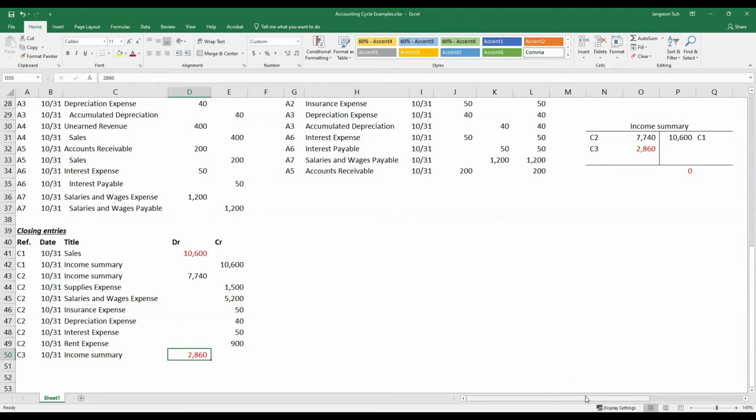Here comes the trick. What is this number? Well, tell me the business transaction. What does this number stand for? This number is the difference between sales and expense. What is this number? Net income. Yes, net income. Then this is just net income.